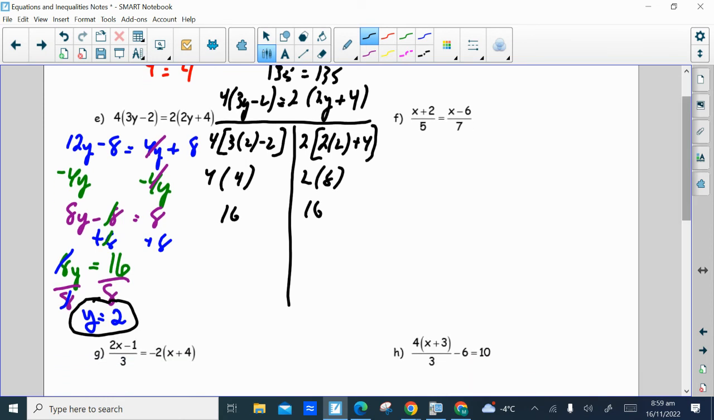So we'll do the same thing for question F. Because we have 2 fractions or 2 ratios equal to each other, their cross products will be equal. So it doesn't matter which one you do first. I'm going to do the 5 on the bottom on the left will equal the x minus 6 in the top right, and that must equal, their cross products are equal, 7 on the bottom right times x plus 2 on the top left.